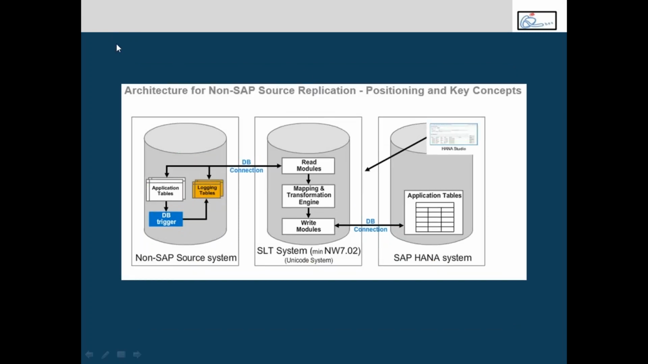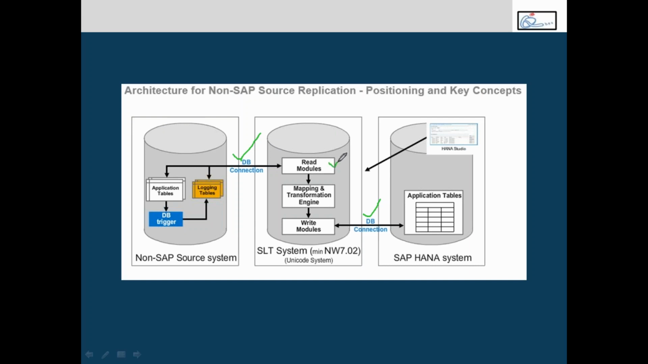Now say it is a non-SAP system, non-SAP is my source. Let's say you're replicating from a SQL Server database or Oracle database to HANA. Since my non-SAP source is also a database, we're going to connect that with the DB connection here. HANA is also going to connect with a DB connection. Since my non-SAP source is not an ABAP system, your read module will be within the SLT server, not in the source.